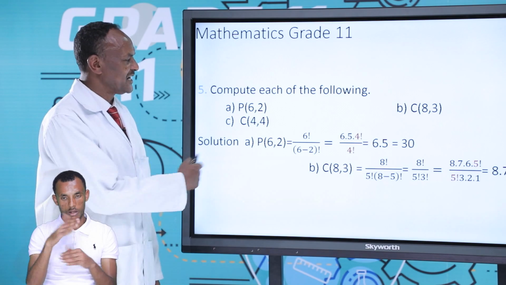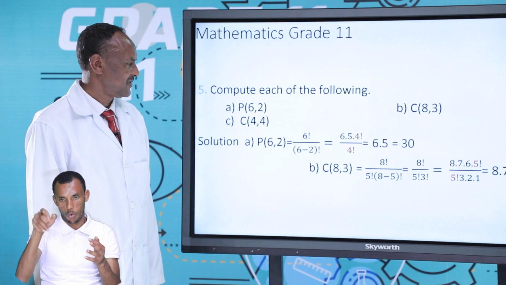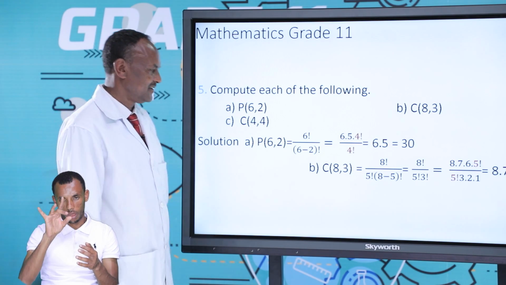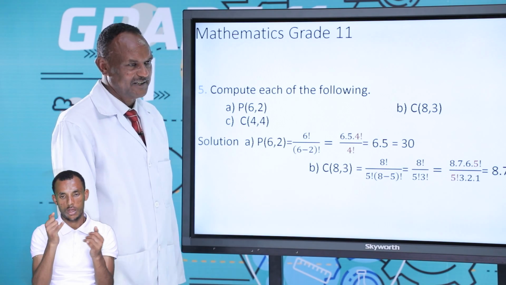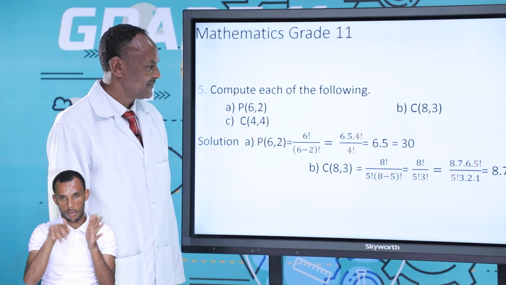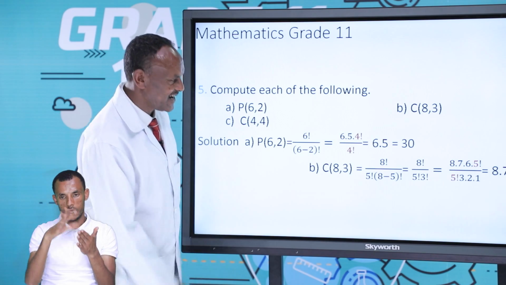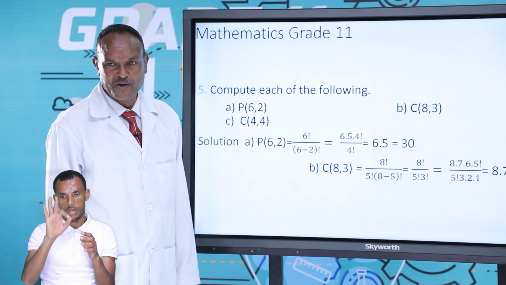Next one, combination of 8,3. 8 factorial divided by 5 factorial into the difference 8 minus 5 factorial. When this one is simplified, you will get a value equal to 56.